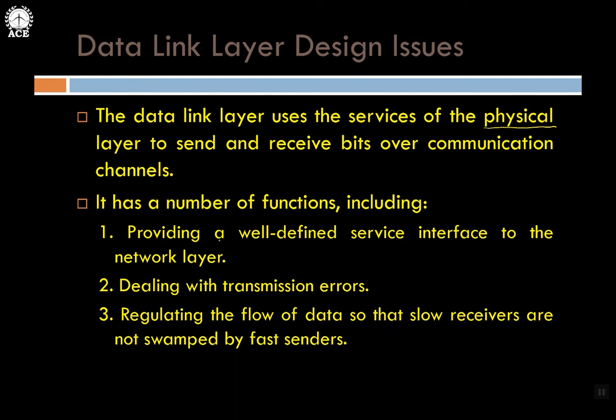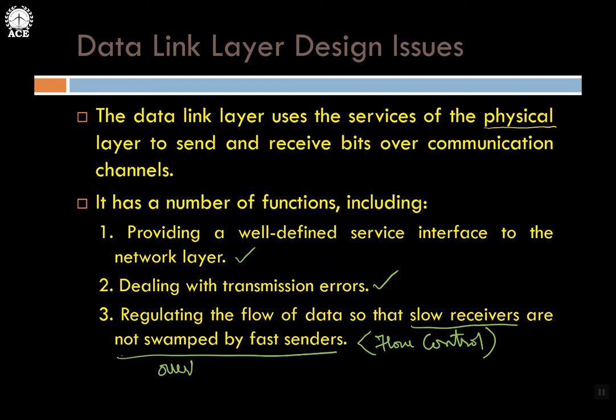It has a number of functions including a well-defined interface to the network layer, dealing with transmission errors, and regulating the flow of data so that slow receivers are not swamped by fast senders. This is the problem of flow control. Swamping means getting overflow and losing the data. So this will lead to loss of data if they are not managed.